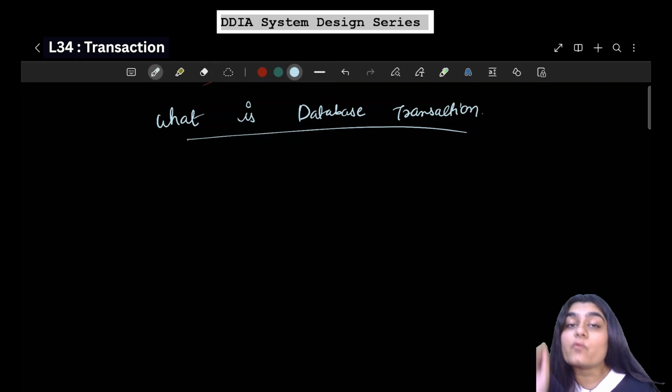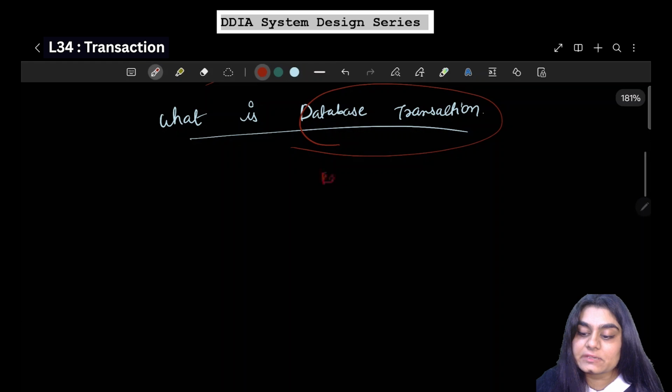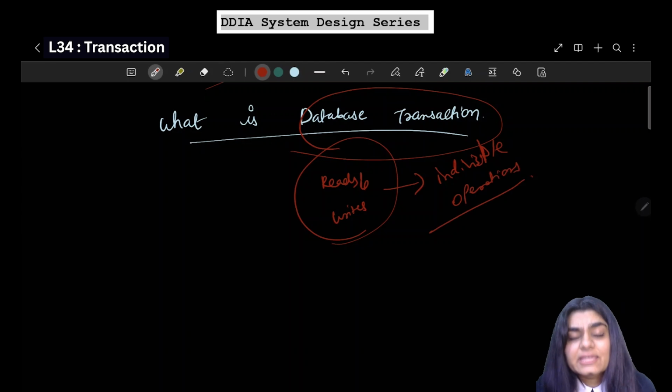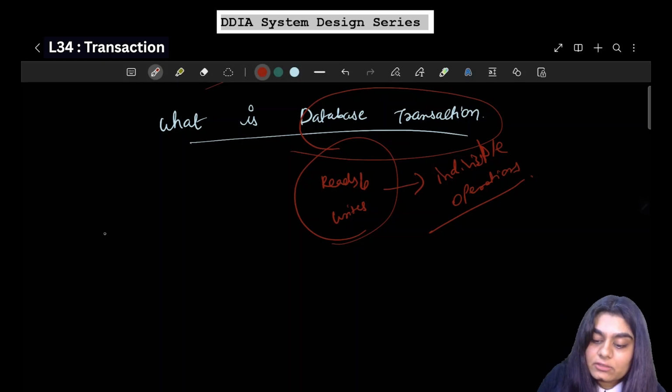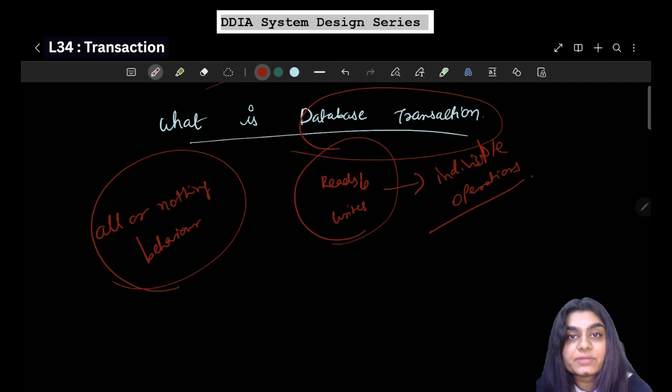Okay, so now let's discuss what is a database transaction. A database transaction groups multiple read and write actions into indivisible operations. If the entire group of actions succeeds, the transaction can be committed, that is, applying all the changes. But if any part fails or an error occurs, the transaction is rolled back, undoing the partial changes so that the database is left as if the transaction never happened. This is all or nothing behavior. This behavior prevents partial updates that could leave the data in an incorrect state.